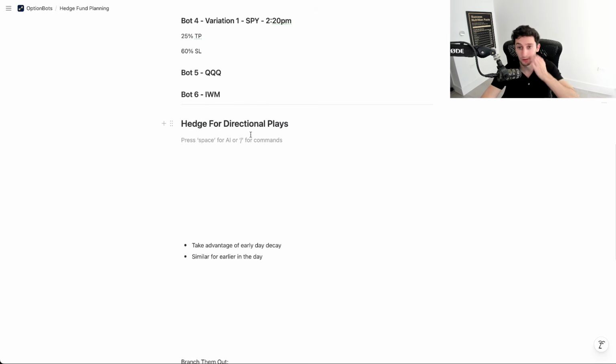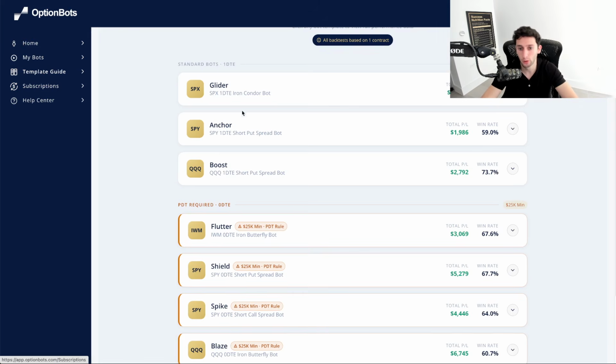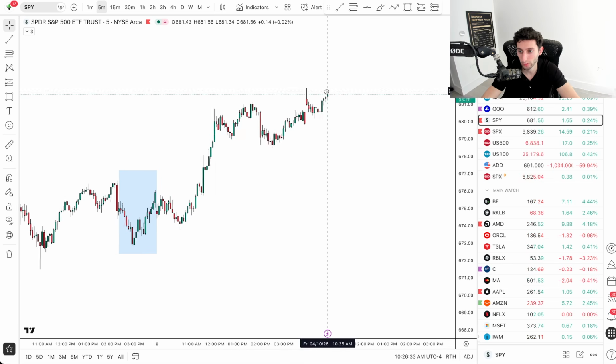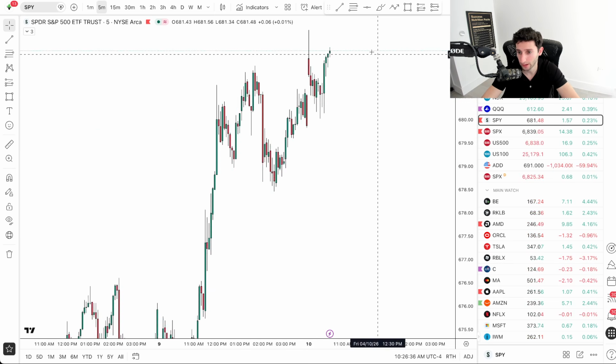Now, how do we actually hedge? Well, we want to do directional based plays. Now, if you go to the template guide, you can see we have a short put spread bot and we have a short call spread bot. Okay, and those are going to work in our favor, especially if we're getting in both of them, right?